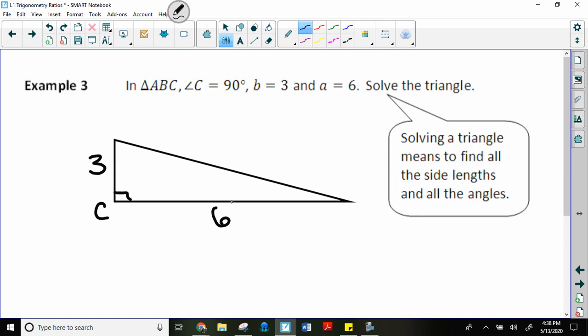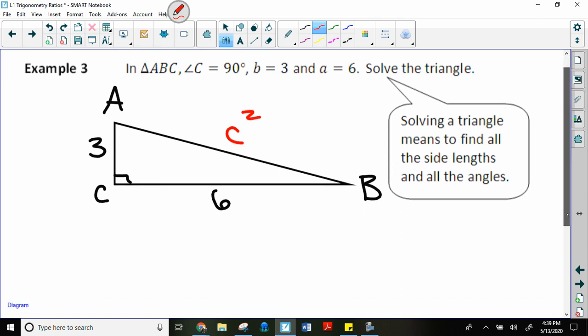So that means if the 3 represents B, then the opposite angle is our B angle. And if the 6 represents A, the opposite angle is our A angle. So that's an important thing to know when you are working with triangles. So this wants us to solve it. When you see something that says solve, it's finding all of the values. Okay. First thing we can do is A squared plus B squared equals C squared. That would be a good first step.